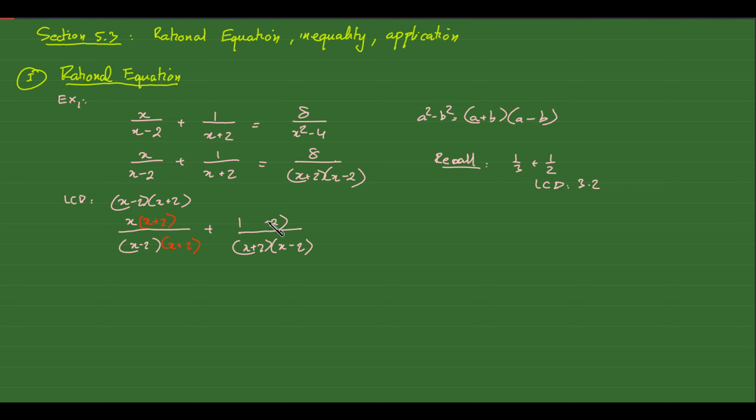I should use a different color right here. So let me erase and use a different color so that you know that this is the new thing I just multiplied. So x minus 2. So I erase this. And over here will be x minus 2. Equal to 8 over x plus 2 times x minus 2.